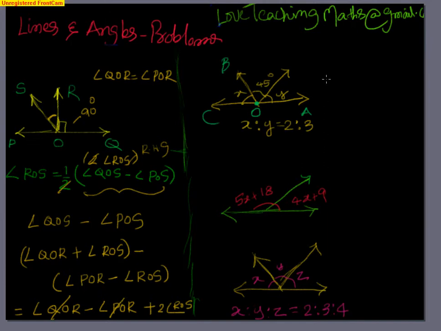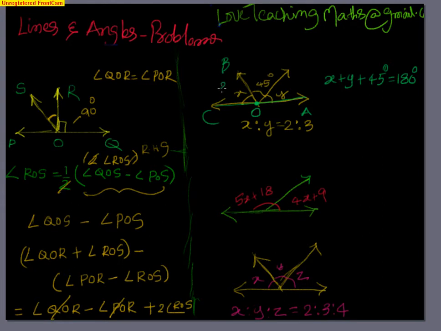So what do we know? We know that x plus y plus 45 degrees is equal to 180 degrees. How do we know that? Just now we discussed, because this is a straight line. However many lines you have, all the angles they make together should be equal to 180 degrees. And also we know x is to y equal to 2 is to 3.